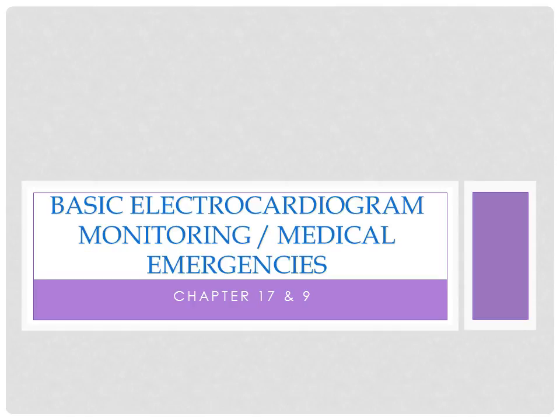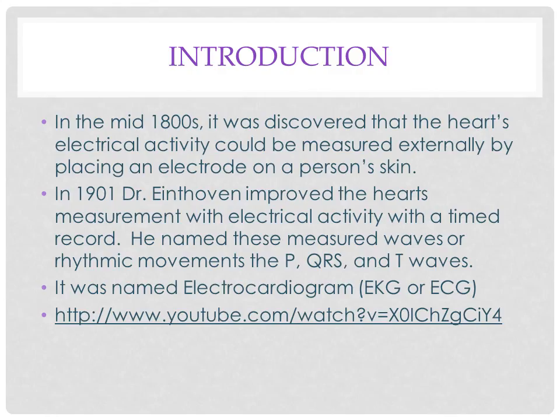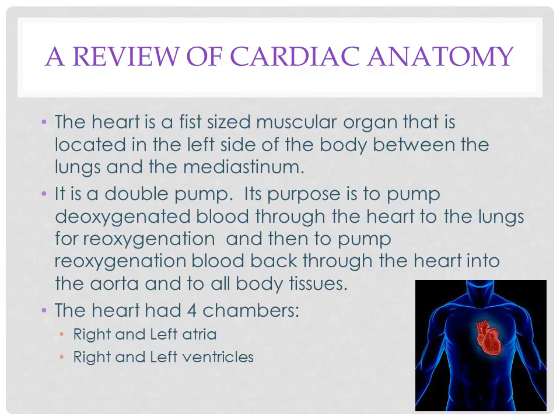Basic Electrocardiogram Monitoring, Medical Emergencies, Chapter 17 and 9. Introduction. In the mid-1800s, it was discovered that the heart's electrical activity could be measured externally by placing an electrode on a person's skin. In 1901, Dr. Einthoven improved the measurement of the heart's electrical activity with a timed record. He named these measured waves, or rhythmic movements, the P, QRS, and T waves. It was named electrocardiogram, EKG, also known as ECG.